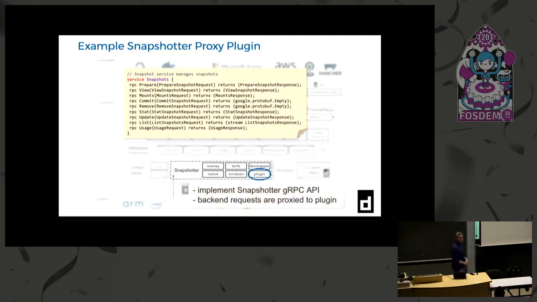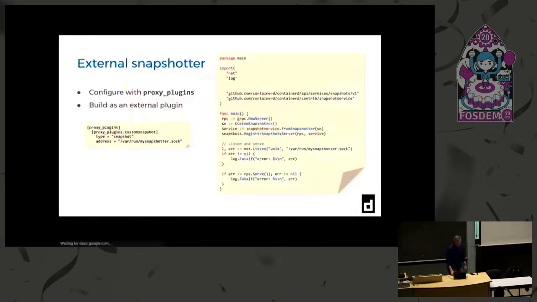Have your own custom file system. That's the API you have to implement to become a snapshotter. And again, you can run that as a separate process. This is an example of how you would simply do that in a Go program. Listen on a socket, change the proxy plugin configuration to point to your new snapshotter, and now you have the ability to use that within containerd.